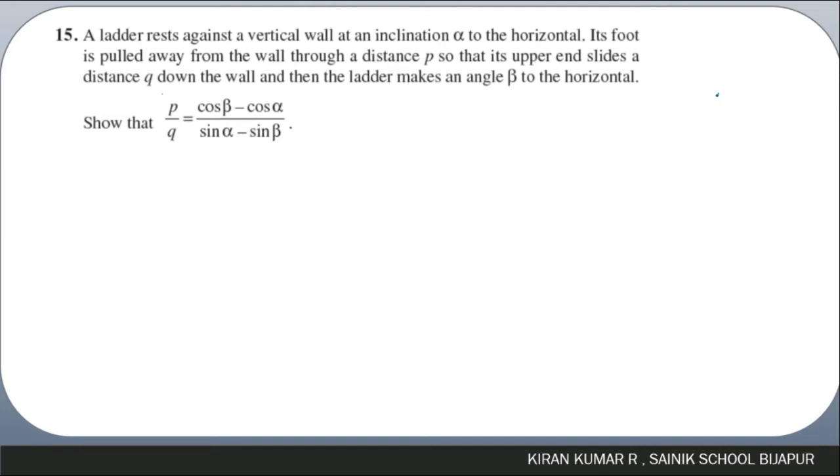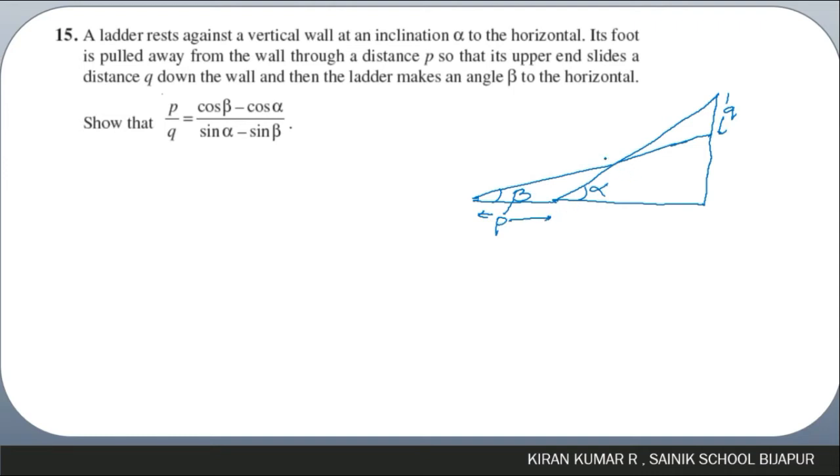Suppose this is a wall and a ladder is resting towards the wall by making an angle alpha. If this ladder is shifted, the ladder will slide down by making an angle of elevation beta, and it slides q meters downwards, and this distance is p. We need to find the relationship in terms of p and q. Let me consider the height of the ladder to be some z, this particular distance I'll take as x, and this distance I'll take as y.